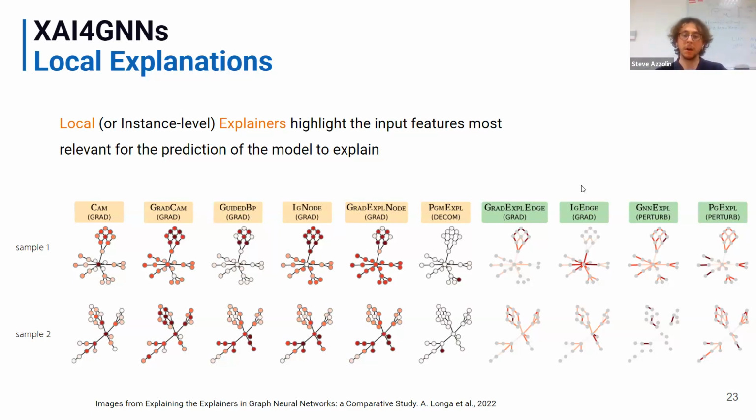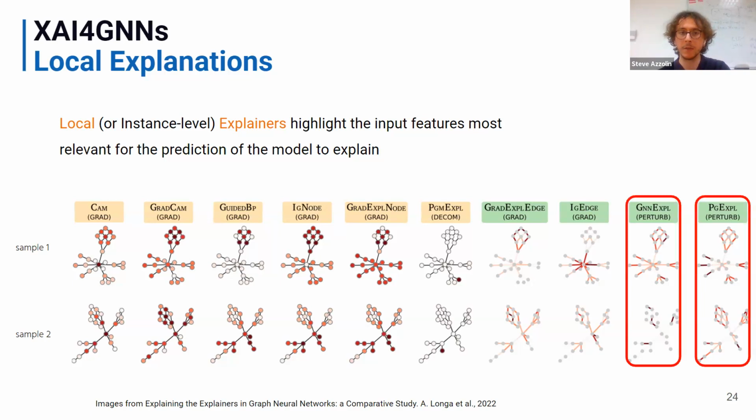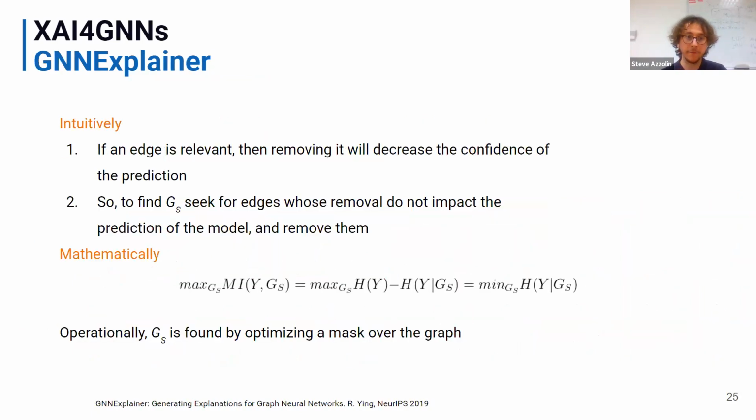So we will talk later about how to evaluate explainability. Here is just to give you a brief overview of the different behaviors of different explainers. And now I would like to focus specifically on two of them, namely GNN explainer and PG explainer. Starting from the first one, GNN explainer is actually the first algorithm that was proposed to try to explain the decision process of a graph neural network.